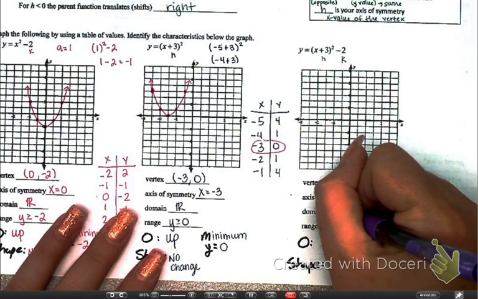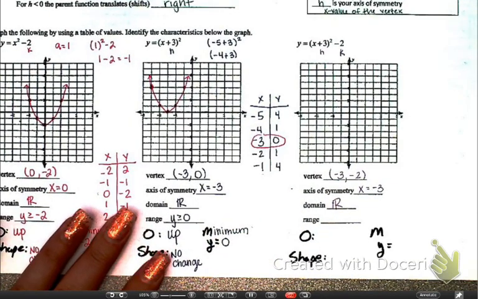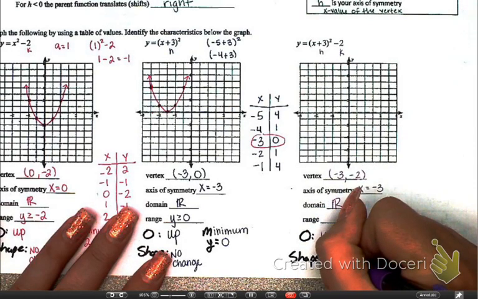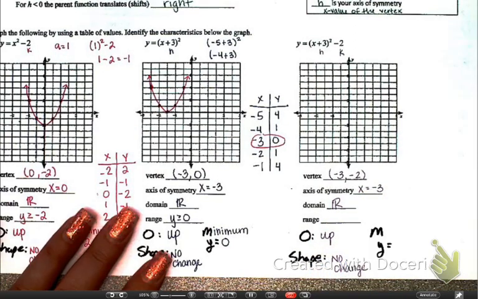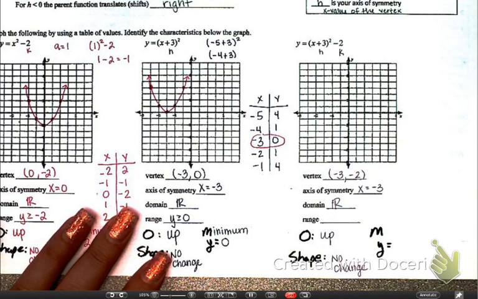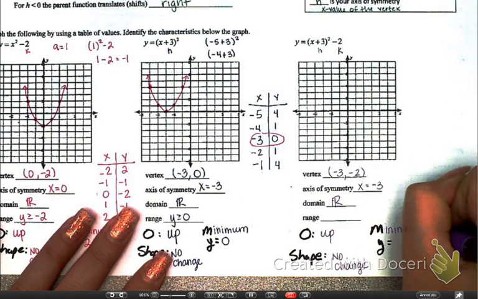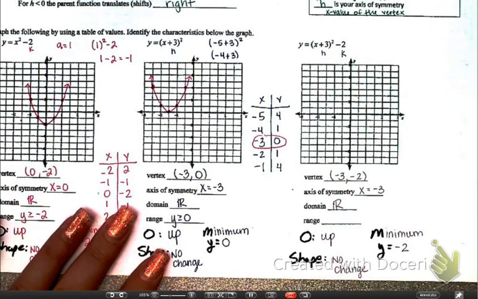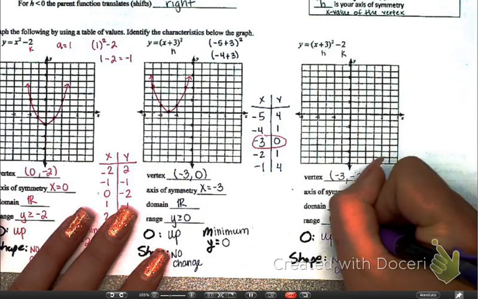Domain, all real numbers. Orientation, up. Shape, no change. The A value is 1, so you can leave it as is. Maximum or minimum? Minimum. And what's my minimum value? Negative 2. So if it's a minimum, Y is greater than or equal to negative 2.